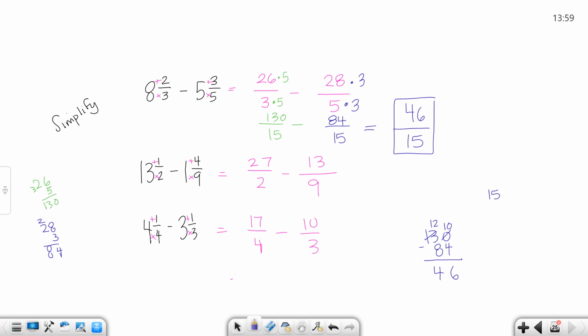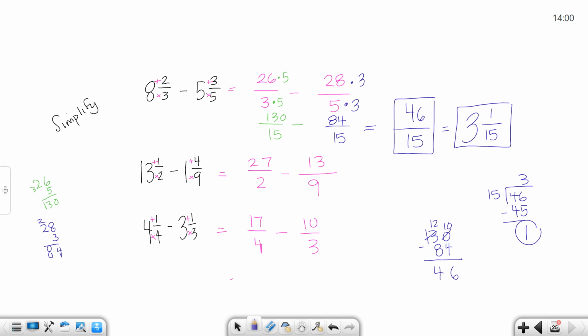15 goes into 46 3 times. 3 times 15 would give me 45 with 1 left over. So this would be a whole number 3, 1 is the remainder over 15. And that's how it would look.